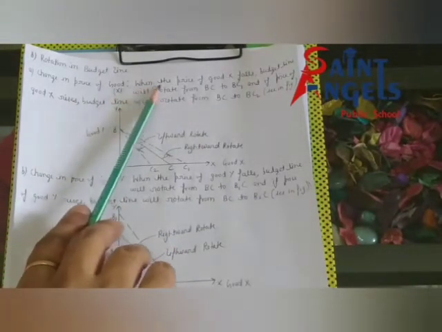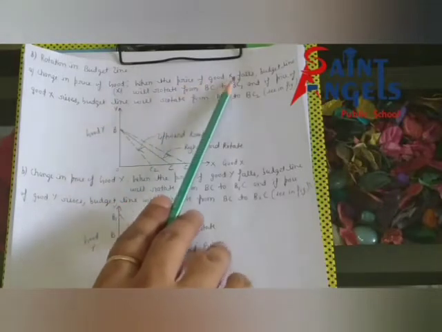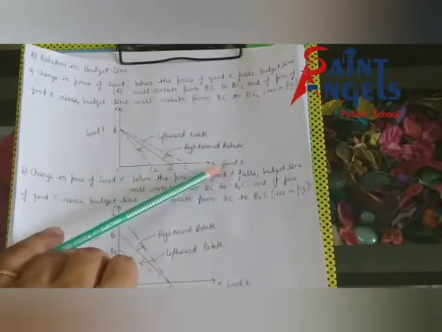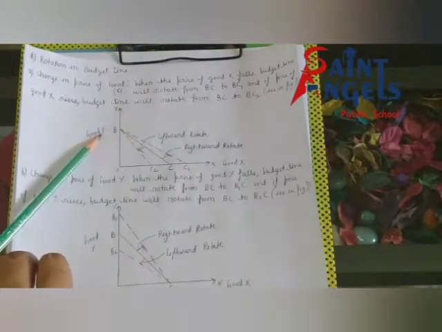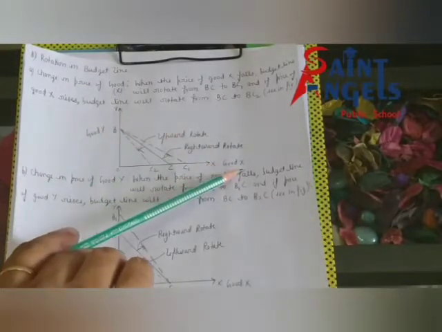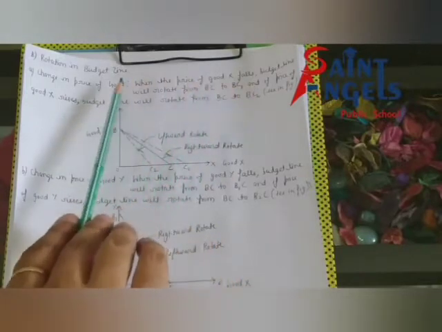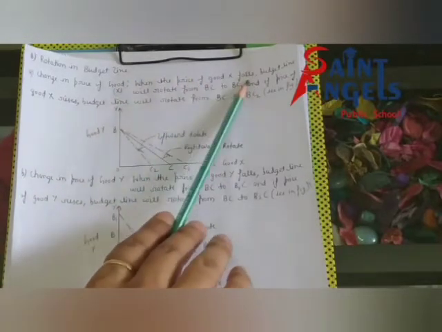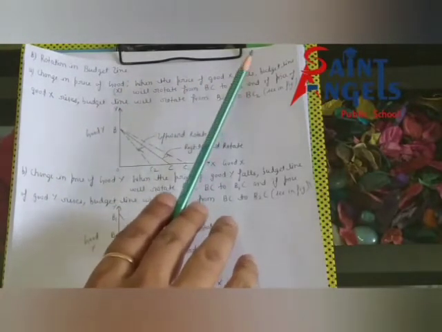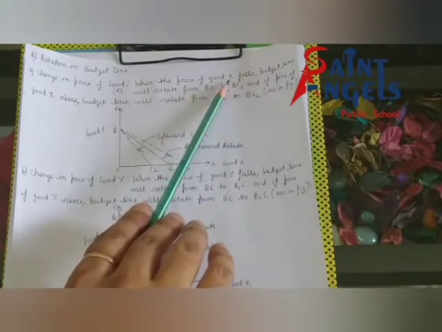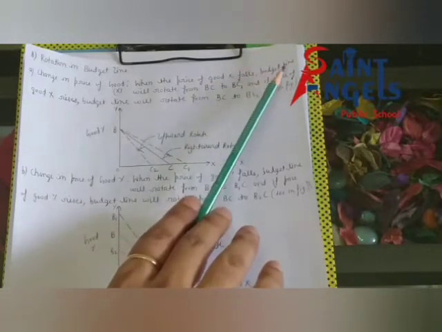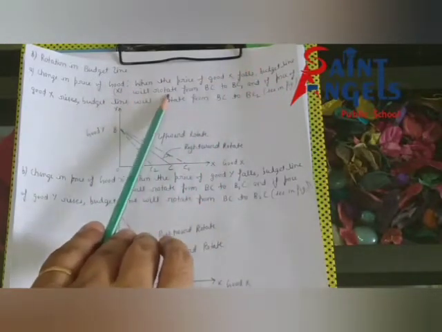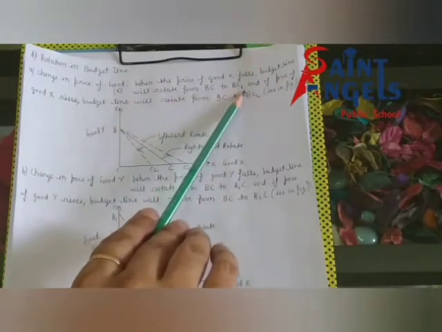See here, good X is measured on the X axis and good Y is measured on the Y axis. When the price of good X falls, which means good X will be cheaper, the budget line will rotate from BC to BC1.